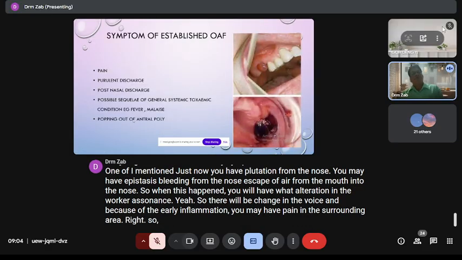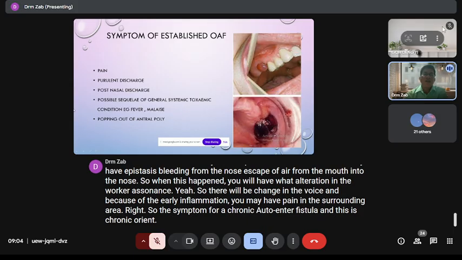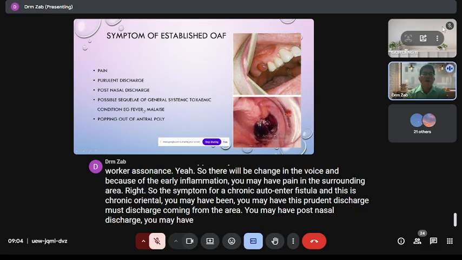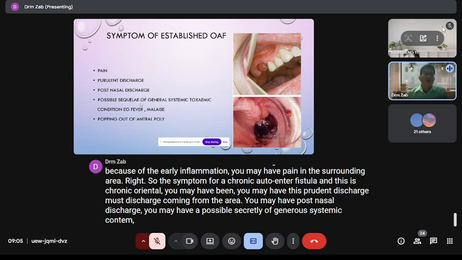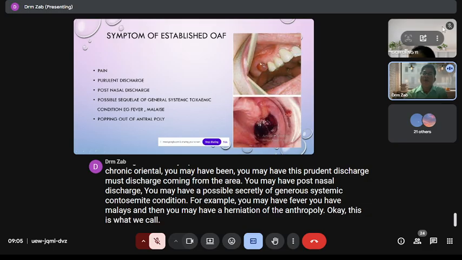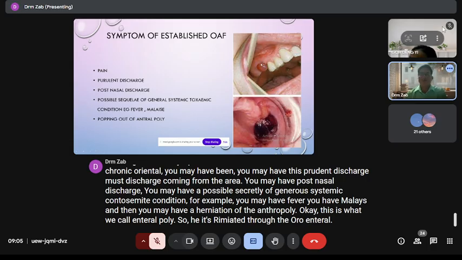The symptoms of a chronic oro-antral fistula: you may have pain, purulent discharge, pus coming from the area, and post-nasal discharge. You may have possible sequelae of a general systemic toxemic condition, for example fever and malaise. And you may have herniation of the antral polyp, what we call an antral polyp, herniated through the oro-antral fistula.